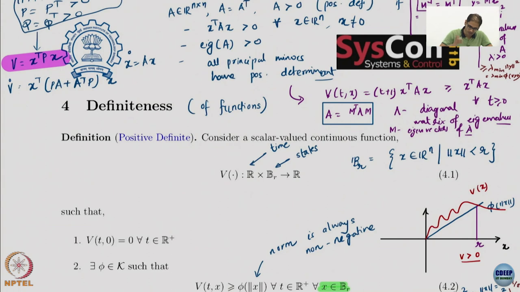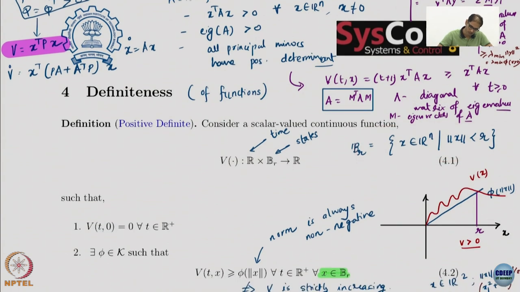That's the aim here. So definiteness, what does it mean? Positive definiteness requires a scalar valued continuous function of time and of some states belonging to a ball of radius r. This is the ball of radius r. We've already spoken about it. If you use different norms, you will get different shapes here. In general you can think of it as an ellipse or a circle, but you can also get a square or a rhombus depending on the norm you choose. But it's a ball. We keep calling it a ball of radius r, otherwise we have to say neighborhood and all that, which makes life a little more complicated.